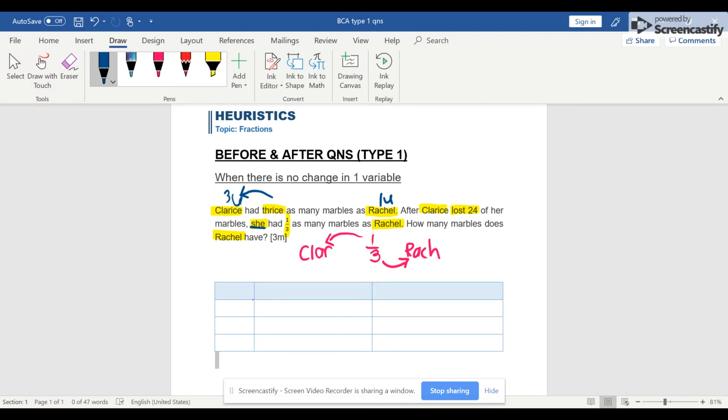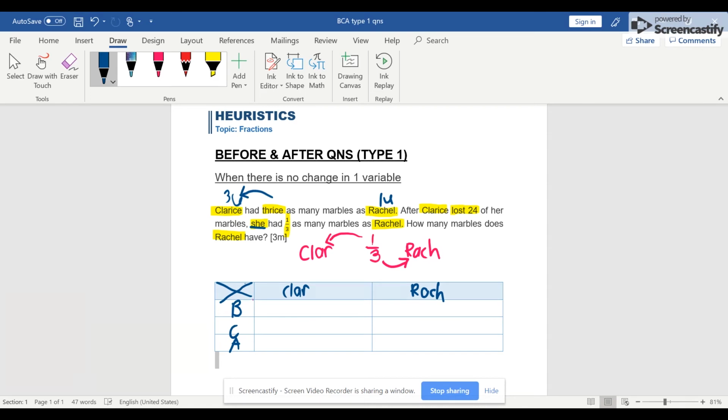So the easiest way that I discovered in solving a before-after question is basically to draw a table. And this table is what I call a BCA table. B stands for before, C change, A after. Okay? So first thing I'm going to do is I'm going to put a cross here because there's nothing for me to put down here. And then I'm going to follow by B over here, C, and then A. Here I'm going to write down the names, Clarice and Rachel. You can just write down the short form. That will be enough.